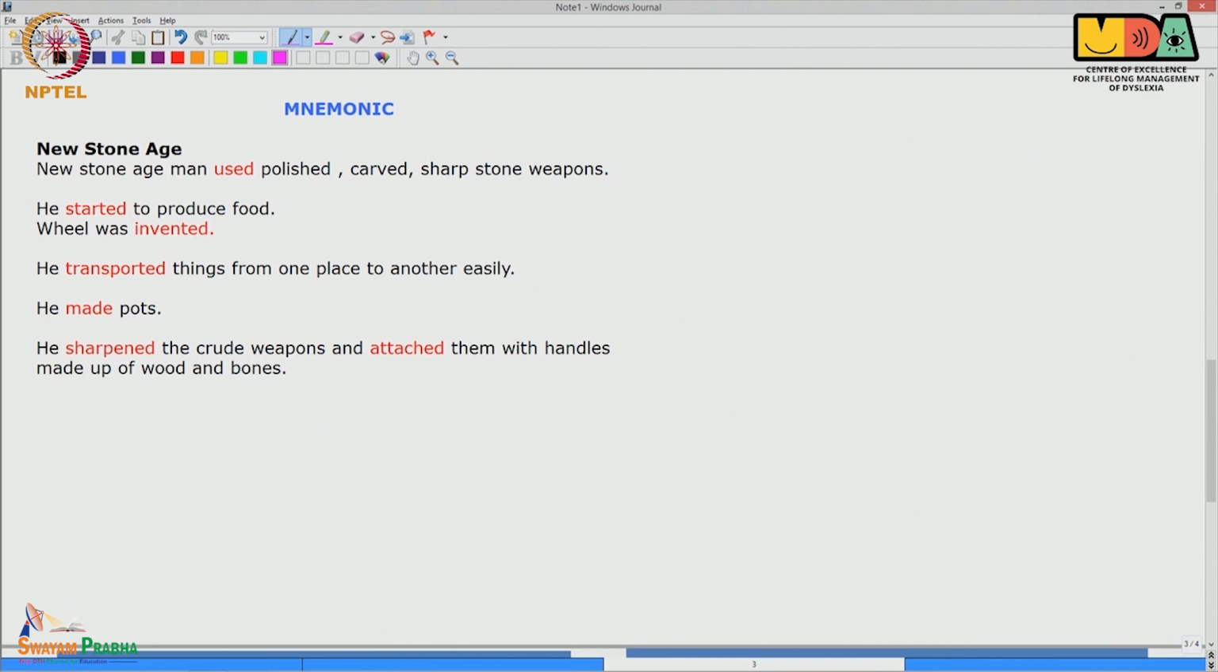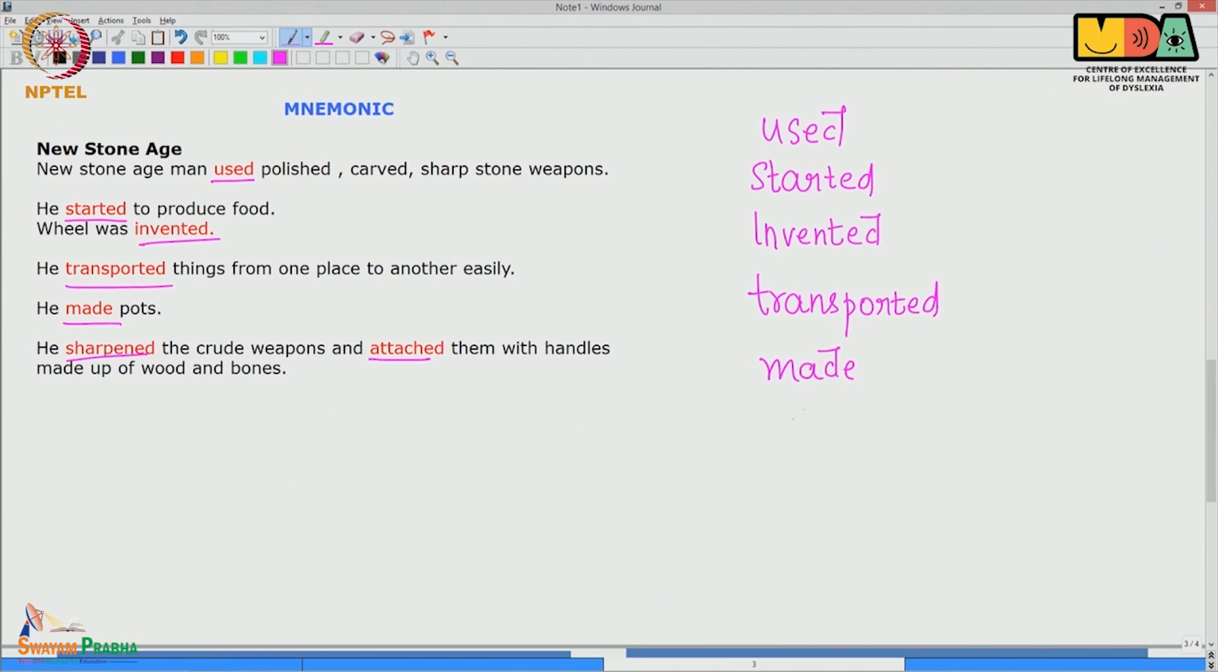So, the first thing we have to do is underline the main verbs, which is used, started, invented, transported, made, sharpened and attached. So, I am just going to write the main verbs here: used, started, invented, transported, made, sharpened and attached.